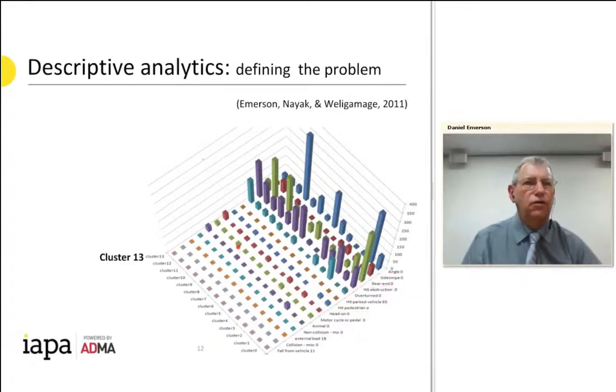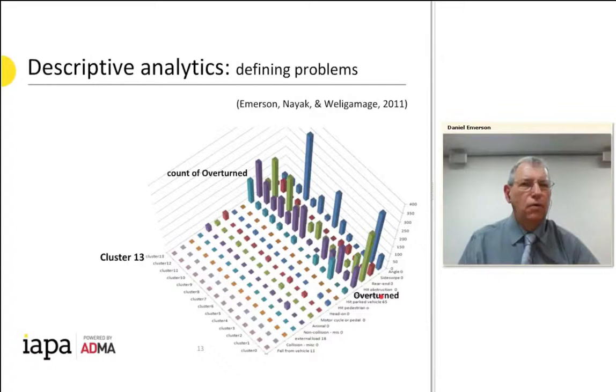I want to focus on cluster 13, and in particular the overturned, which is one of the key types that make this a particularly dangerous road. And we can see here that cluster 13 has quite a high overturned count in comparison to the other road types. But when we look along the various crash types, we can see that a profile is defined by these bars, and from road type to road type, the profiles are different.